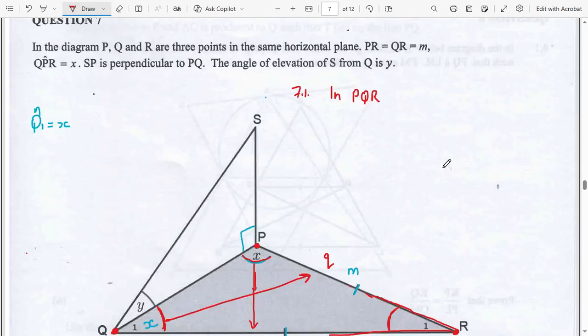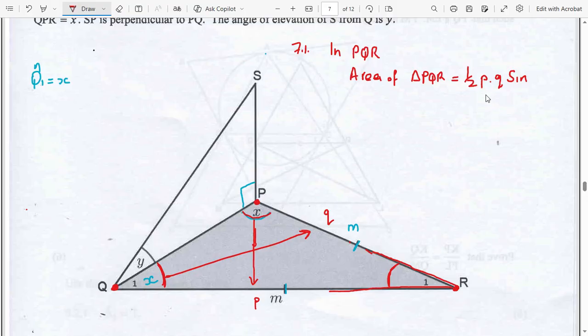So to find the area, I'm going to say the area of that triangle PQR is equal to half. Then I'm going to write my two sides, which is small p multiplied by q, the sine of that included angle. The angle should be between small p and q, and that angle is what? It's angle R1. So this will be the sine of angle R1. Guys, I think most times there is a mark for the formula, but make sure that you write the correct formula. Even if they don't mark the formula, make sure that you put in the correct formula.